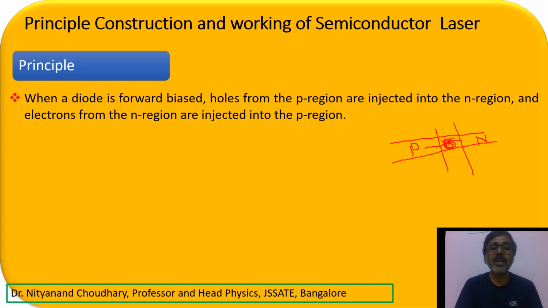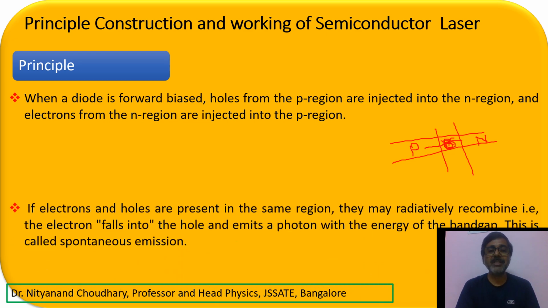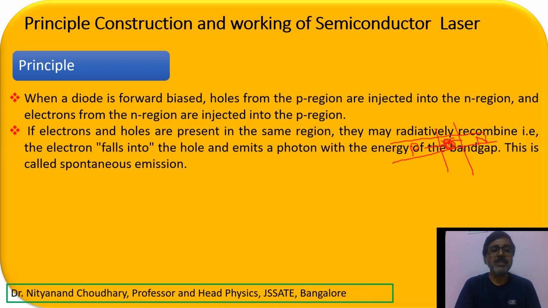So when a diode is forward biased, holes from the P region are injected into the N region and the electrons from the N region are injected to the P regions. All right, so what is happening? The electrons and holes are present in the same region. They may radiatively recombine, that is, electron falls into the hole and emits the photon with the energy of the band gap. So this is what I have explained to you.